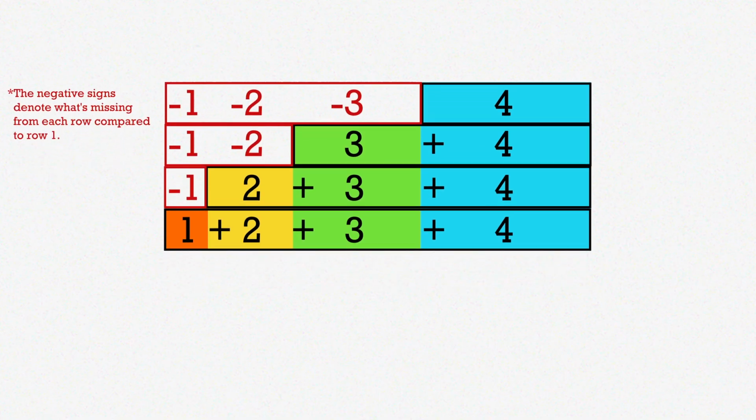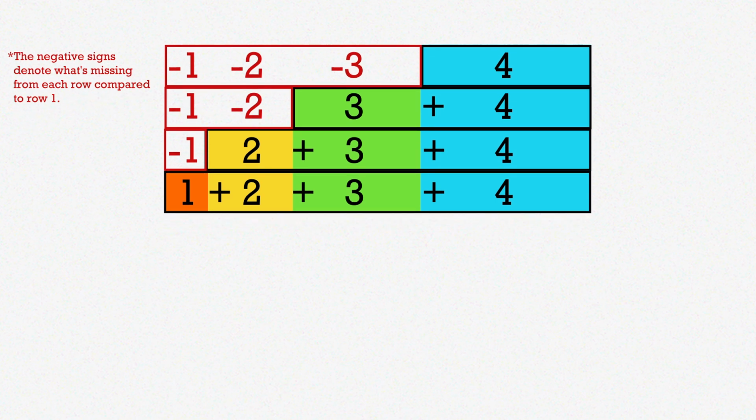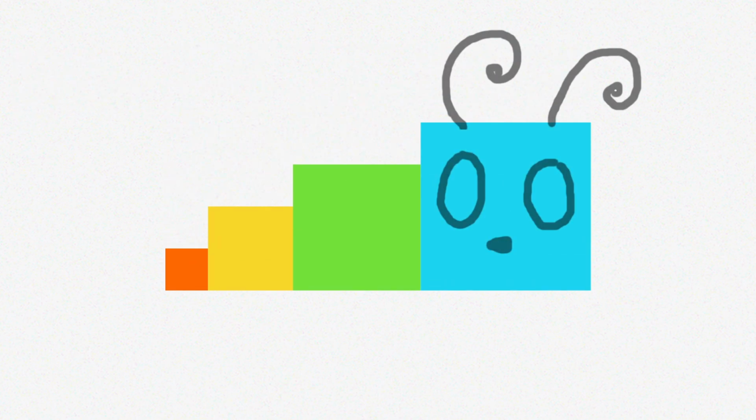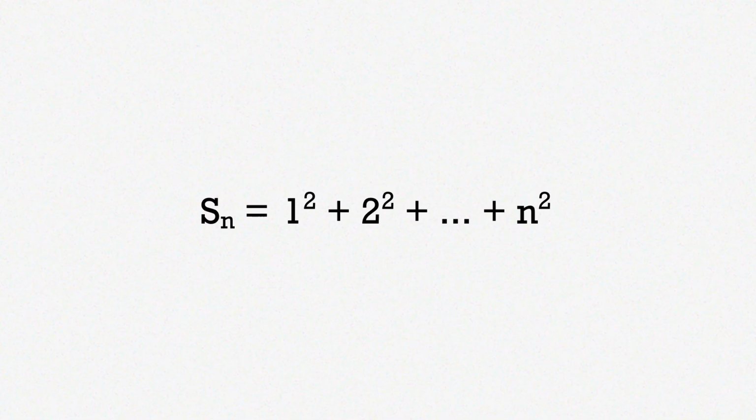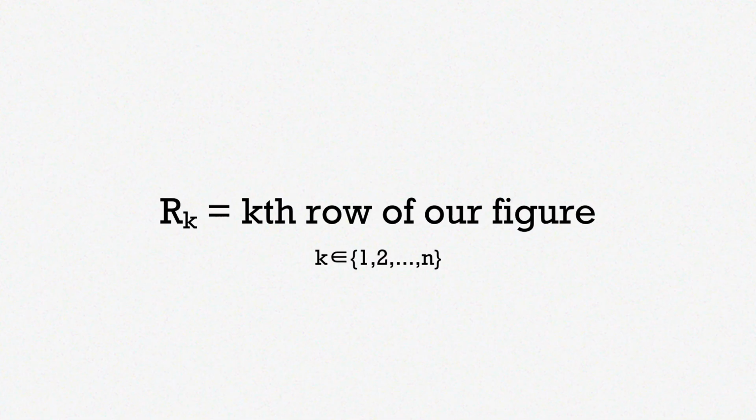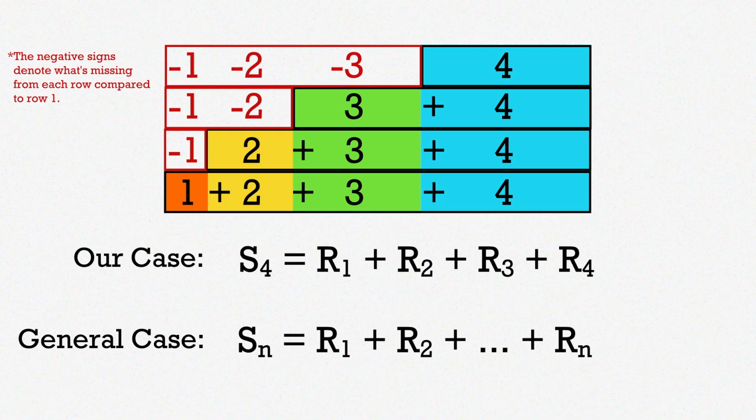So now that we know that, we can begin to employ algebraic methods. Just to avoid getting our workspace too cluttered, we're going to define some useful notation. S sub n is the sum of square integers from 1 squared to n squared, and r sub k is the total area in the kth row. Now we can write our sum in terms of these r sub k's, or rather, as the sum of r sub 1, r sub 2, and so on until r sub n.